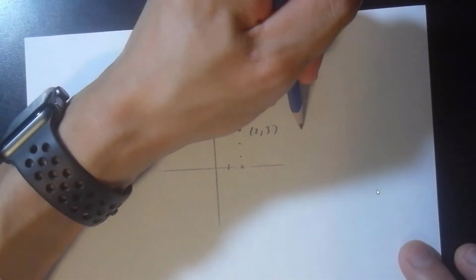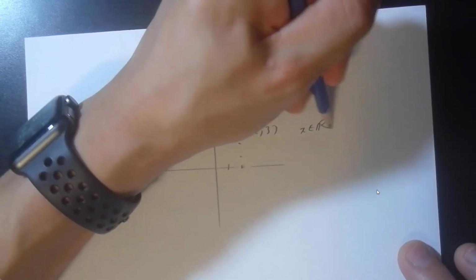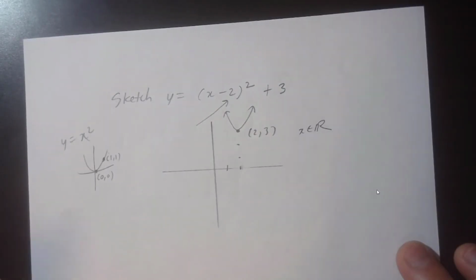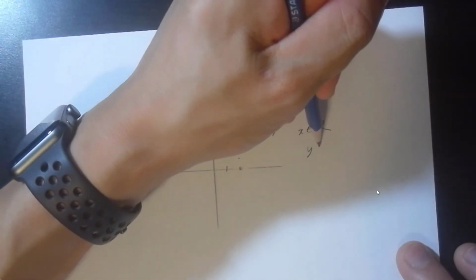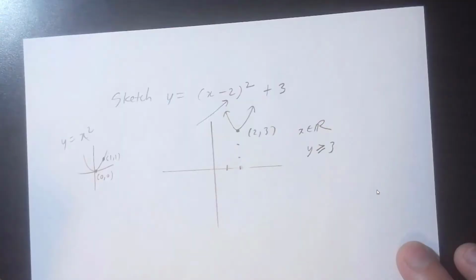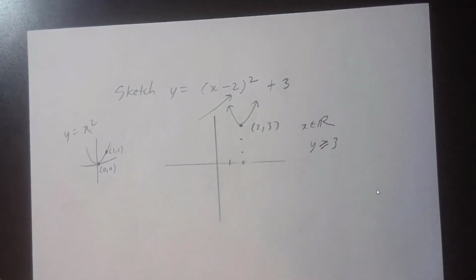And the domain is going to be all real numbers. X belongs to real numbers. And the range is going to be y is greater or equals to 3. Let me show you some movement on Desmos.